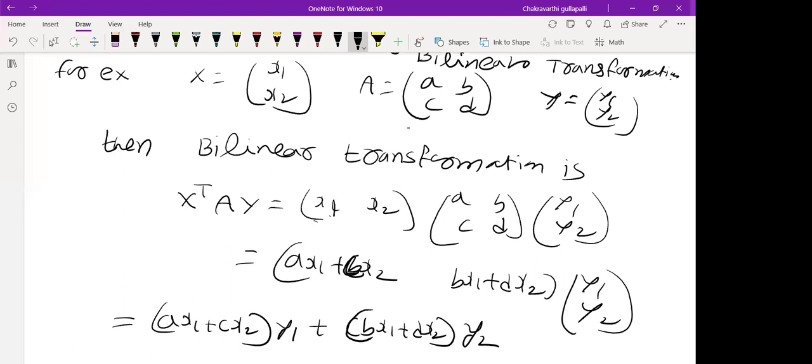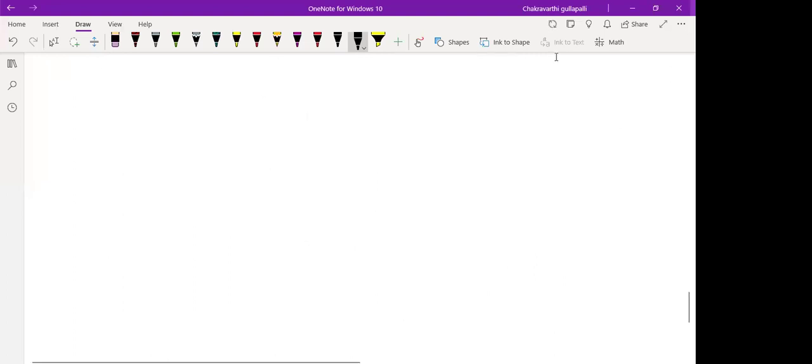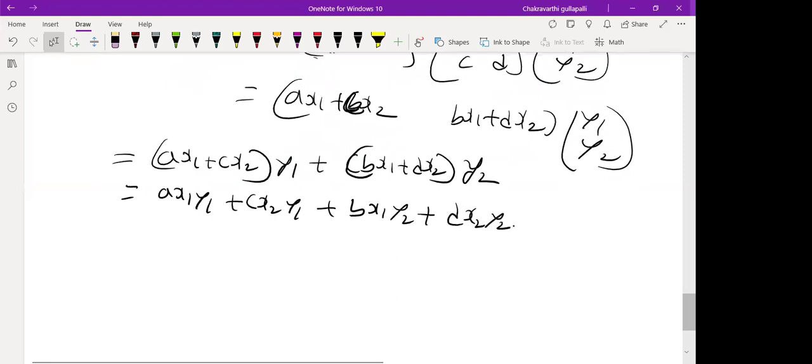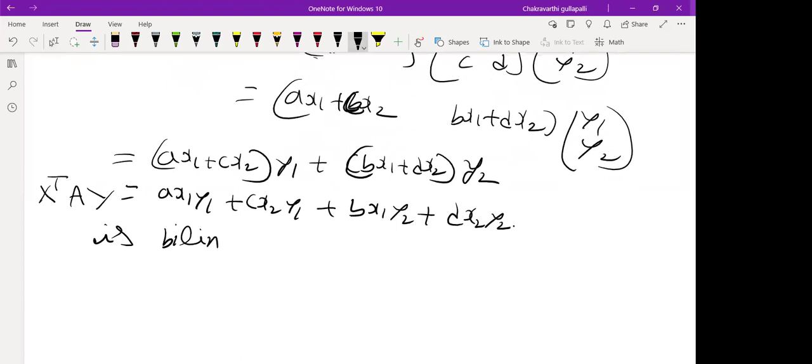So if you simplify this, what will you get if you simplify this expression? This will be equal to simply ax1y1 plus cx2y1 plus bx1y2 plus dx2y2. This is what is called bilinear transformation. This is x transpose Ay, the bilinear transformation.